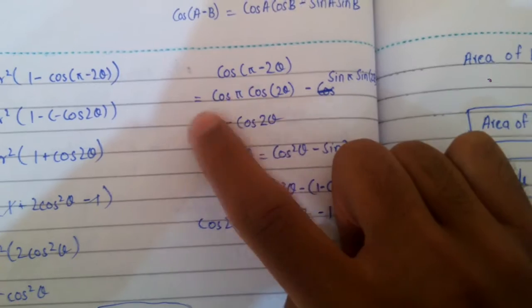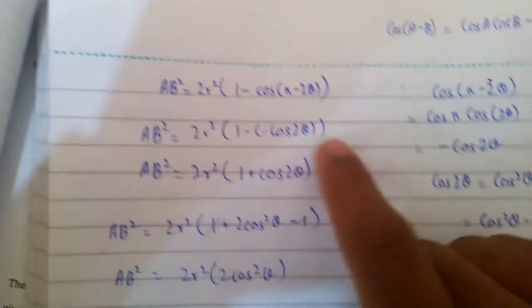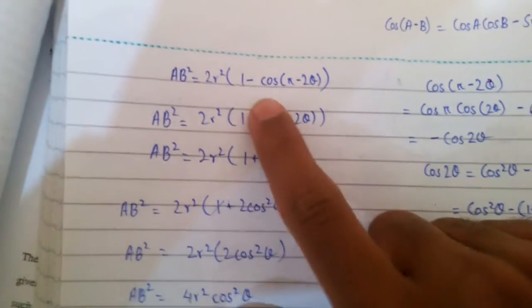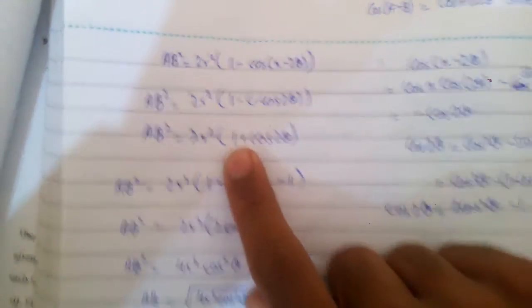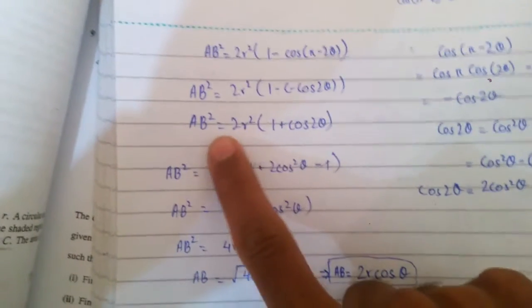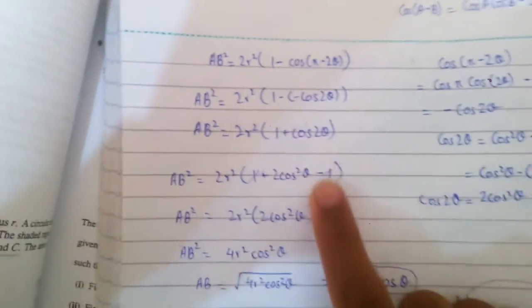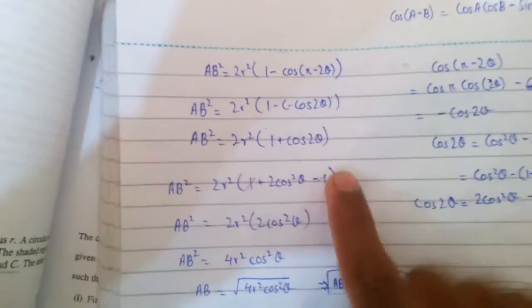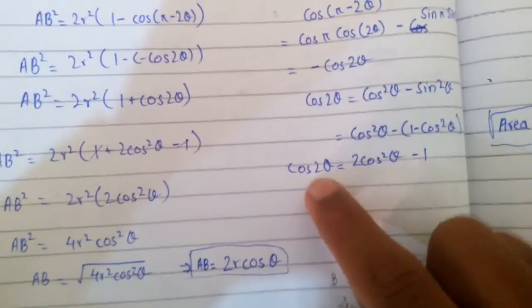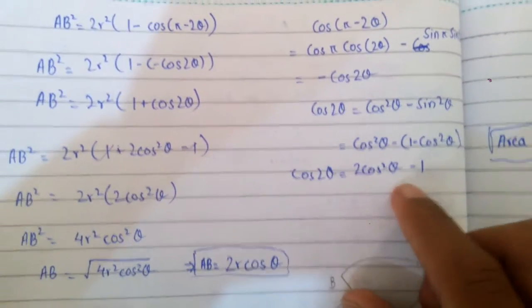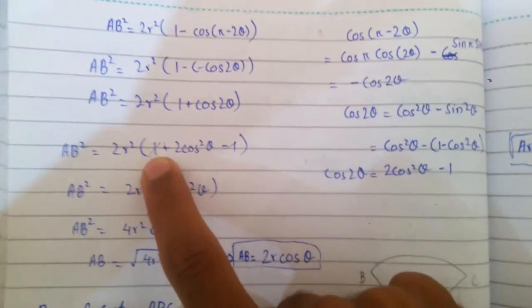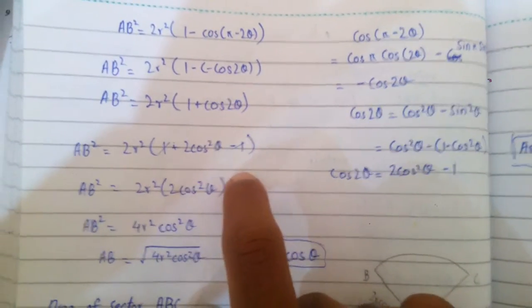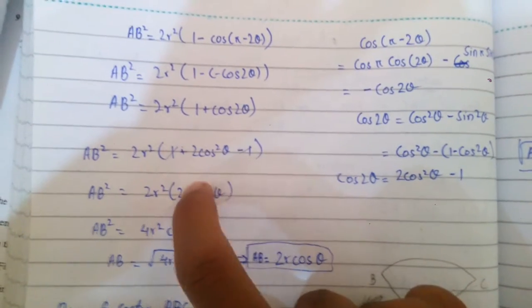So cos(pi minus 2 theta) is equal to minus cos 2 theta. We substitute it here, which is 1 minus (minus cos 2 theta), which gives us 1 plus cos 2 theta. AB square is equal to 2R square (1 plus cos 2 theta). Next we have to further solve this, and we know that cos 2 theta is equal to 2 cos square theta minus 1. We substitute it again, and we have 1 plus 2 cos square theta minus 1. Minus 1 and plus 1 cancel out.